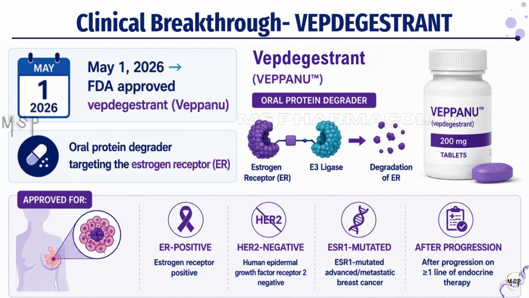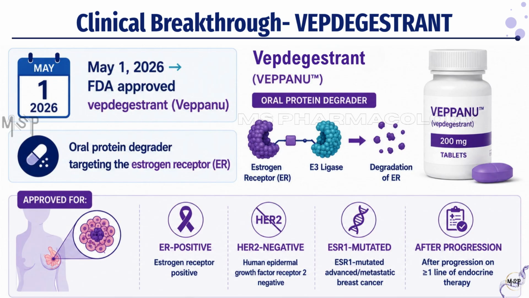Now let's come to the major milestone. On May 1, 2026, the FDA approved Vepdegestrant, marketed as Vepanu. It is an oral protein degrader targeting the estrogen receptor. The approval is for adults with estrogen receptor positive, HER2 negative, ESR1 mutated advanced or metastatic breast cancer whose disease has progressed after at least one line of endocrine therapy.